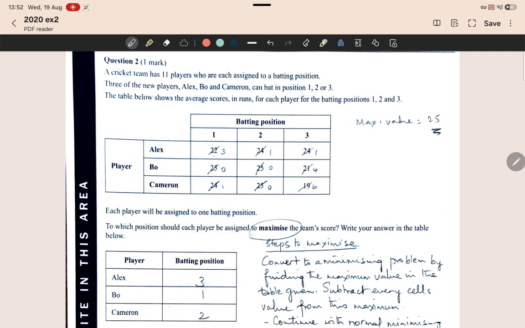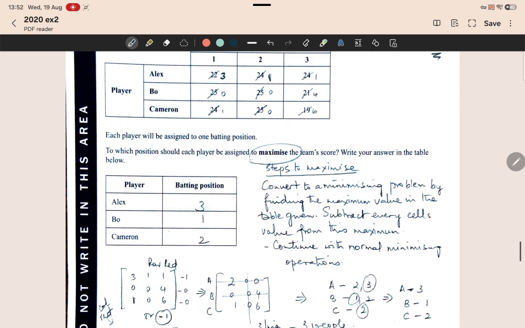So if you do 25 take away 22, it gives you 3. 25 take away 24 gives you 1, and similarly you work it out for all the values in the given table. So that's your first step, to convert to a minimizing problem by finding the maximum value in the table and subtract every cell value from this maximum. Now once you've done that, you continue to work like a normal minimizing problem by doing a row reduction and a column reduction from the values that you have got on subtraction.